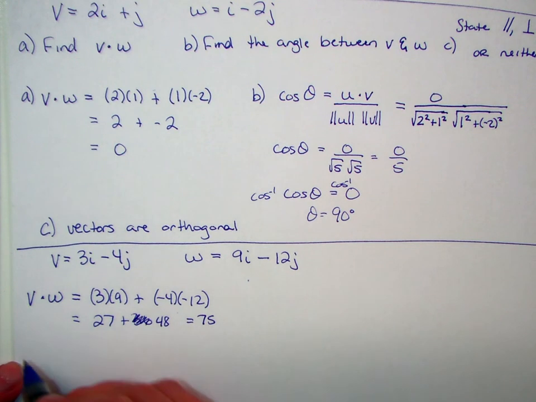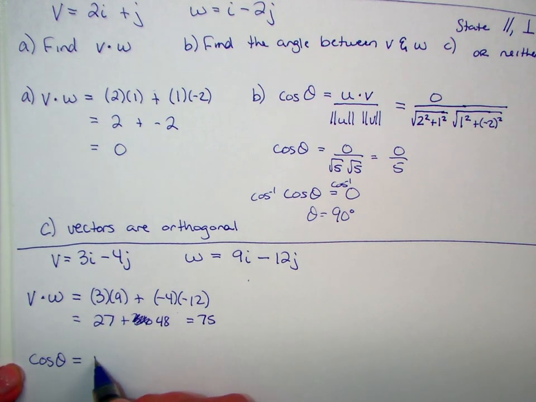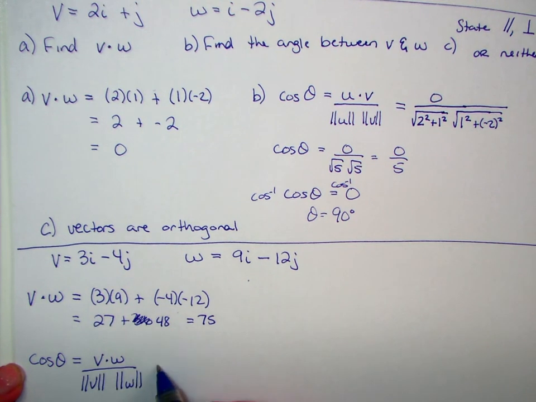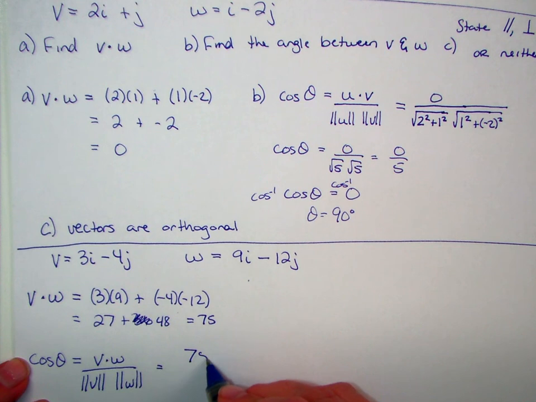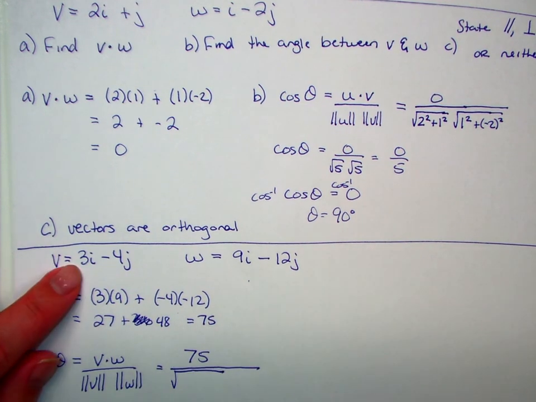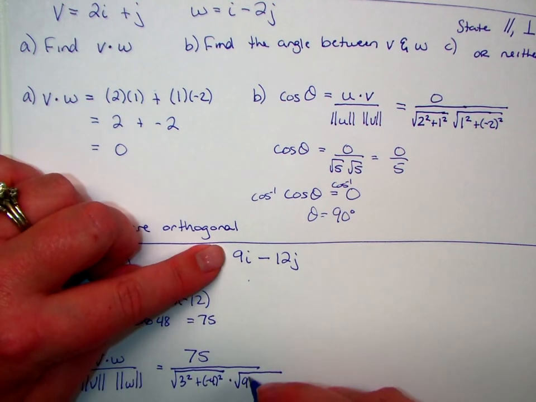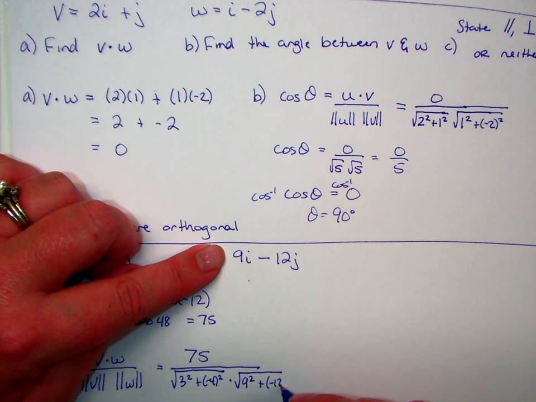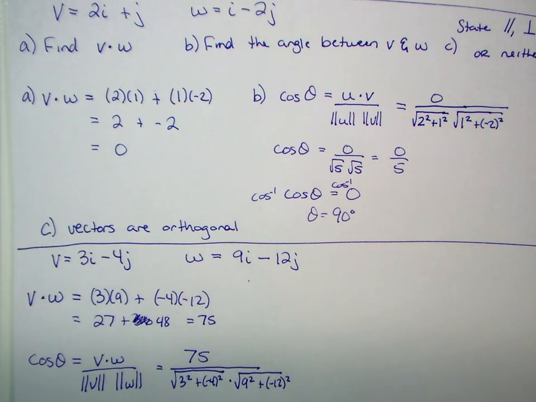So then let's find the angle between them, all right? So cosine theta is V dot W divided by the magnitude of V times the magnitude of W. So V dot W is 75, right? What's the magnitude of V? Okay. We're going to get 3 squared plus negative 4 squared. And then the magnitude of W, 9 squared plus negative 12 squared. So kind of big numbers here.